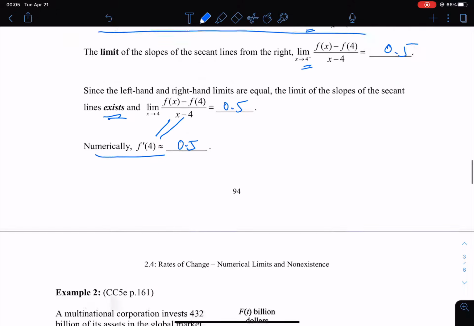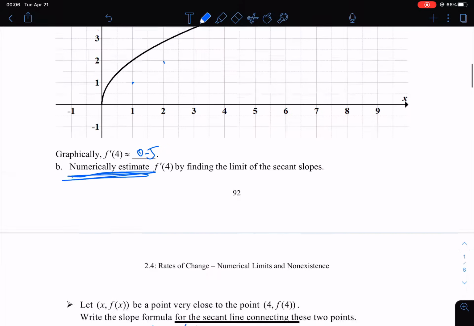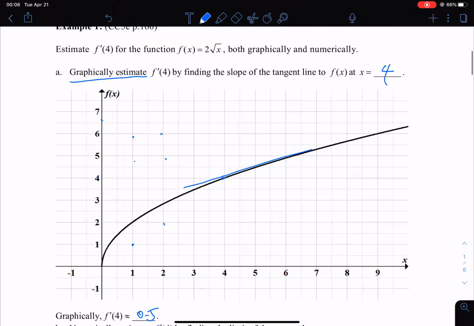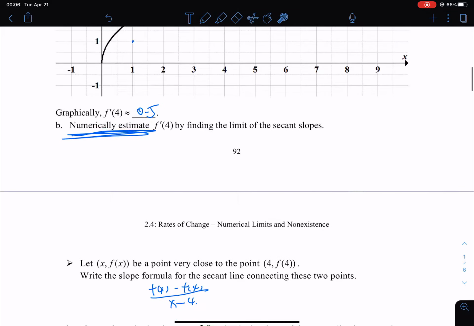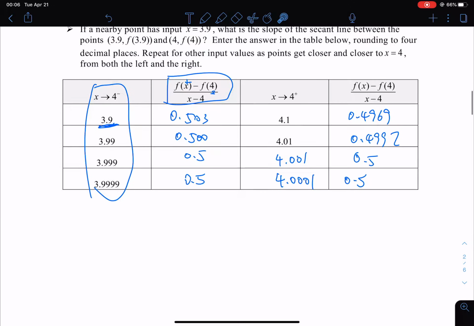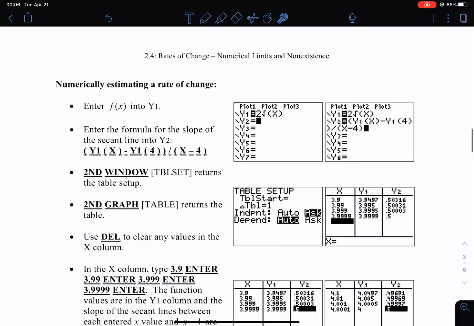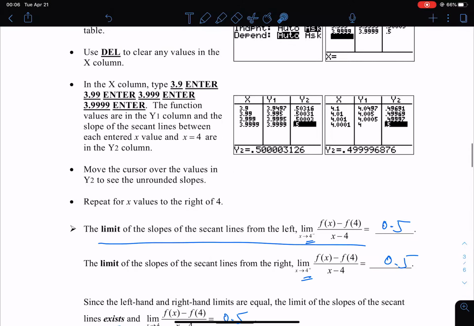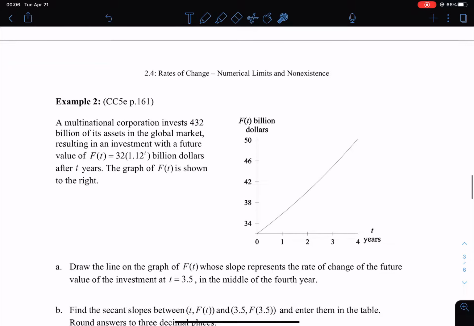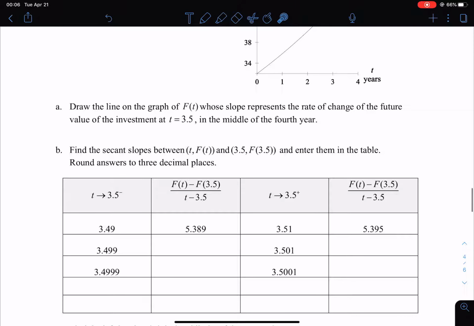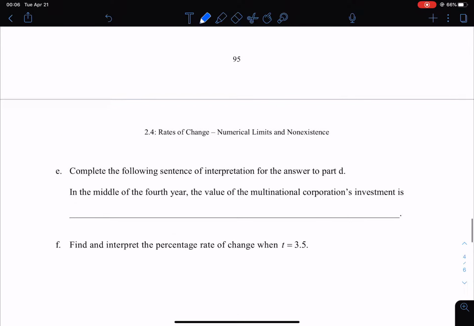So this is the second method. You can see the first method is to graphically estimate. We just draw a tangent line and then estimate it by hand. And the second one is numerically. Numerically, we have to finish this table to see if the limit exists. And we just use the second window and second graph. And then example 2. Example 2, so this is a good practice, example 2 and example 2e to f.